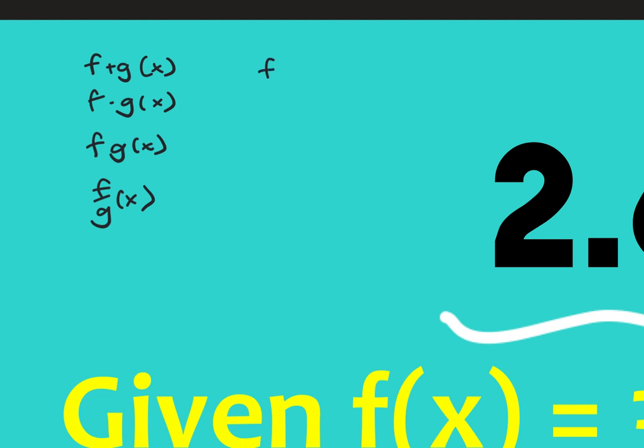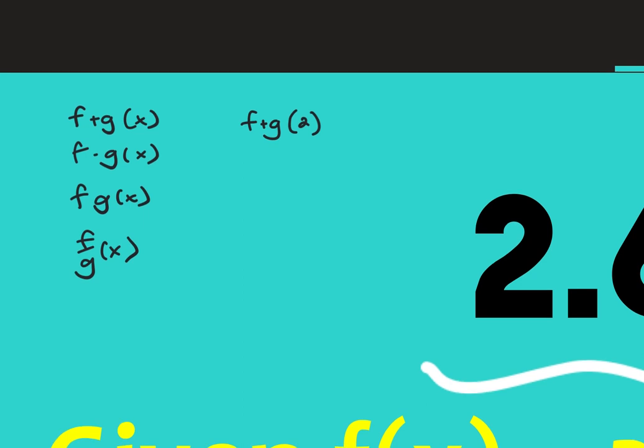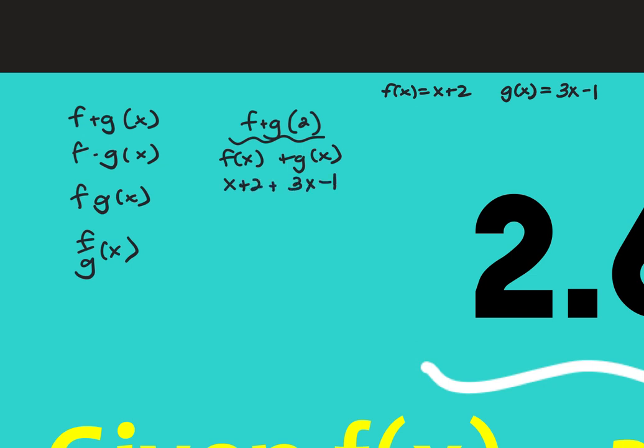If there was a value inside of the parentheses, then this meant two things. One is you can actually combine the two functions together. So if f of x was x plus 2 and g of x was 3x minus 1, and I wanted to do f plus g of x, I could do f of x plus g of x. So x plus 2 plus 3x minus 1. Combine my like terms, and then I could take the 2 and plug it in. And I'd get 4 times 2 plus 1, or 8 plus 1, which is 9.